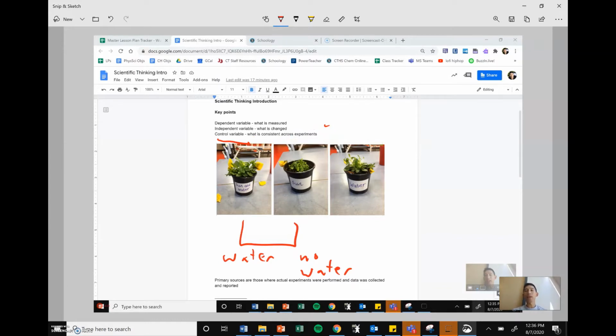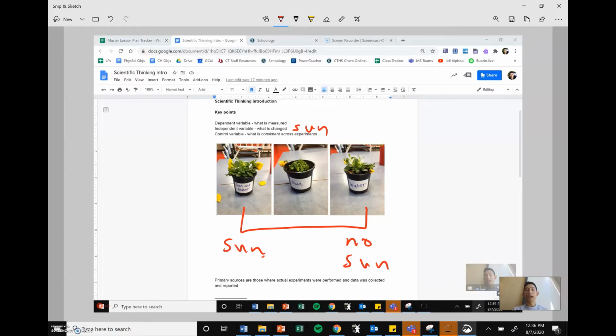Let's take a look at another example. Let's say we look at this plant right here, sun and water versus just water. What do you think the independent variable is? What's being changed? Well, it's not water, because they both have water. What is being changed is the amount of sun. This has sun, this has no sun. And the control variable is water, because they both get water.